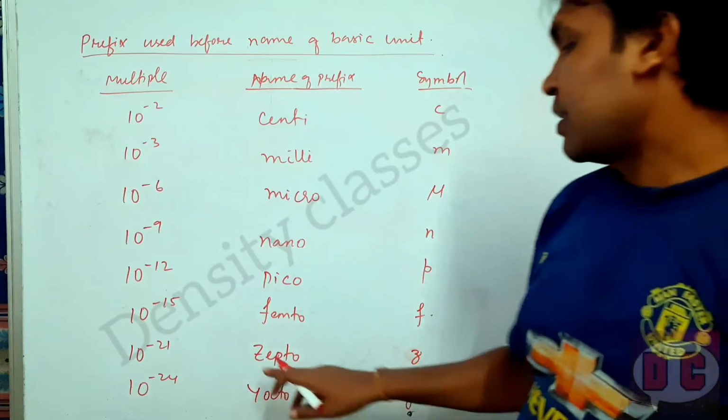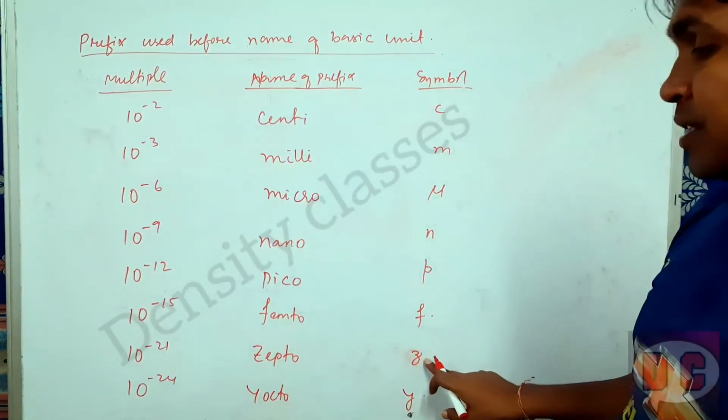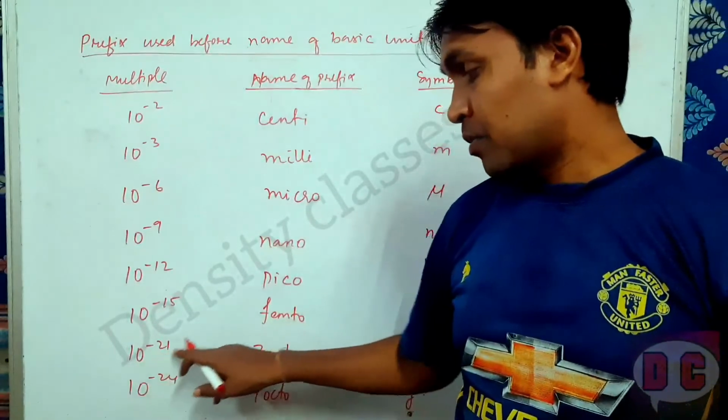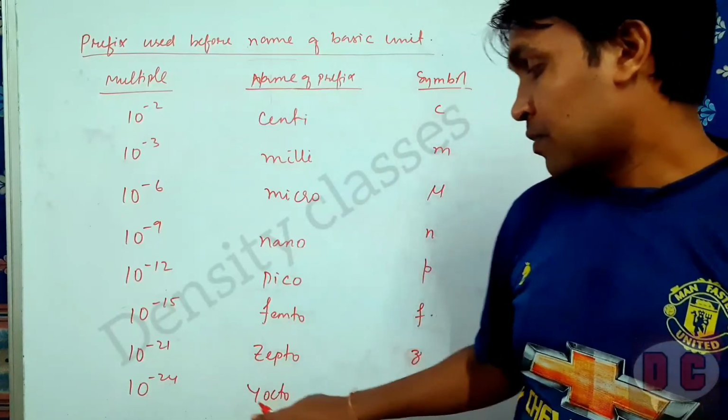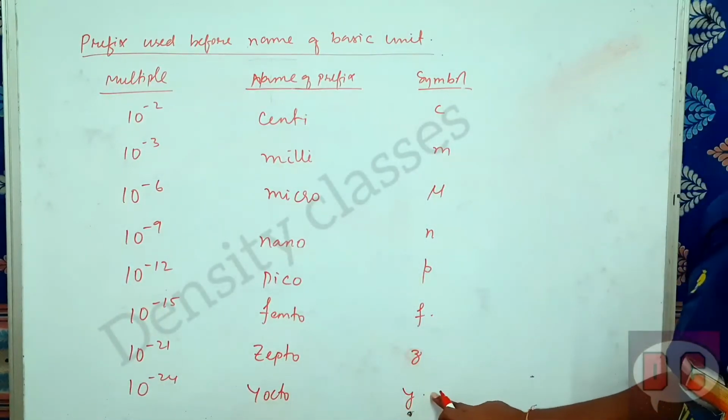Okay. Then next is zepto. So the symbol is z. So how much will you multiply by? 10 to the power minus 21. Then 10 to the power minus 24 is yocto, and the symbol is y.